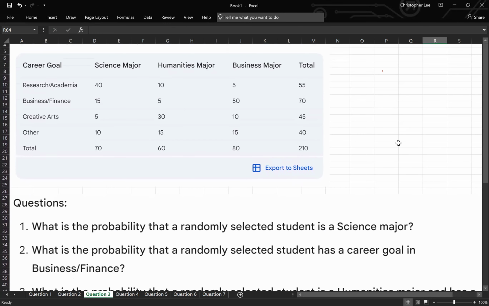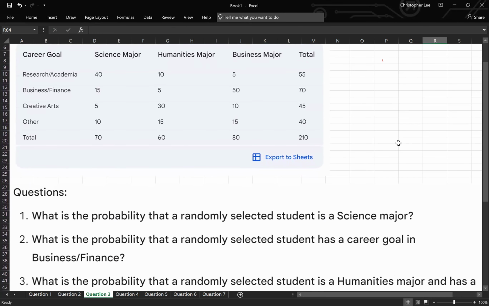What is the probability that a randomly selected student is a science major? What's the answer? 70 over what? Perfect. Does that make sense? Right? Because look, science majors, I want all of the science majors, 70 over the total of everything, 210.